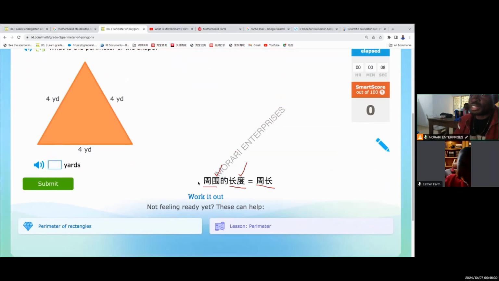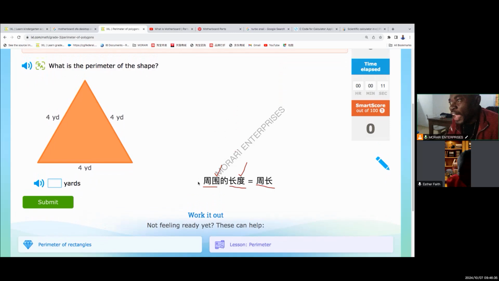Now this one is measured in what? YD. What is YD? Yards. A yard is a little bit like 1 meter. If you stretch your arm from the tip of your finger right up to your other shoulder, that will be 1 yard. So it's almost like 1 meter.